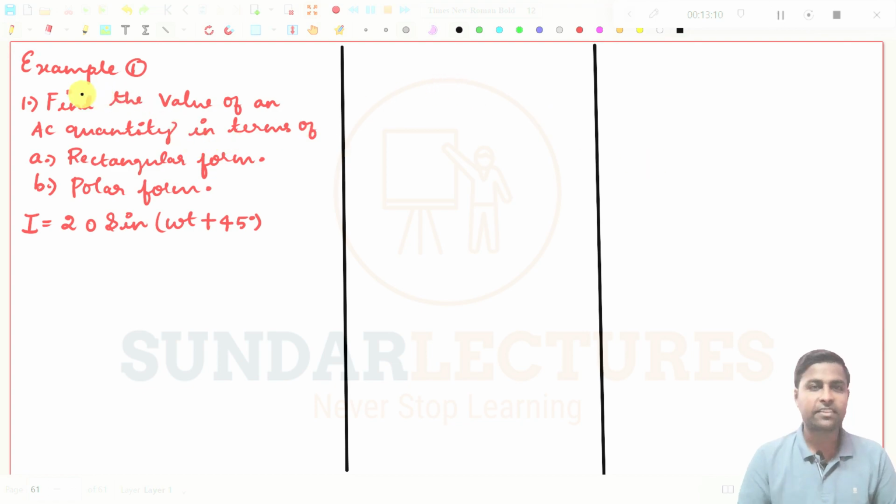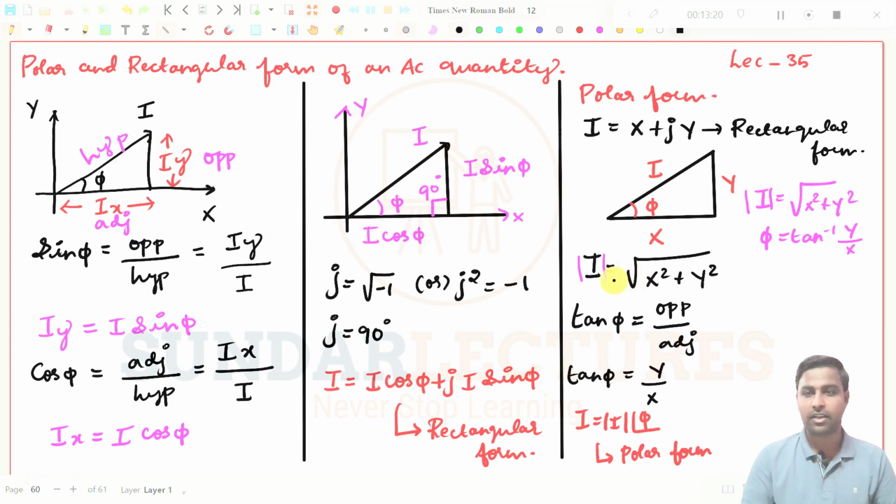See, we have taken an example. Find the value of an alternating quantity in terms of rectangular form and polar form. The expression is given. We have seen this expression already. And one thing I need to add with this derivation. Everywhere you go, what is this I? This I will always be a modulus value, not a normal value. And always this I should be written in RMS values, not in the maximum values. I have not told you what this I is. Generally, we have taken this and derived the expression.